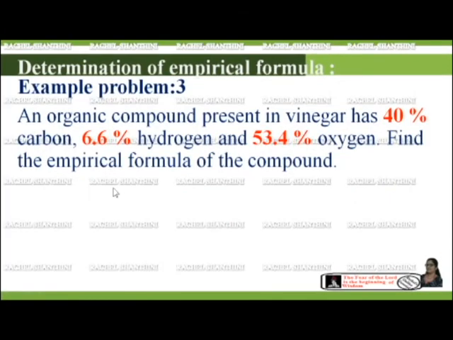Let us solve one more problem under the heading determination of empirical formula. An organic compound present in vinegar has 40 percentage carbon, 6.6 percentage hydrogen, and 53.4 percentage oxygen.